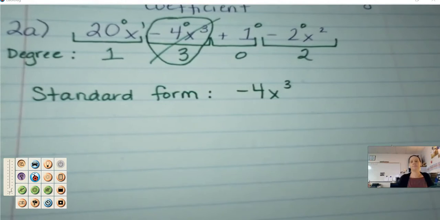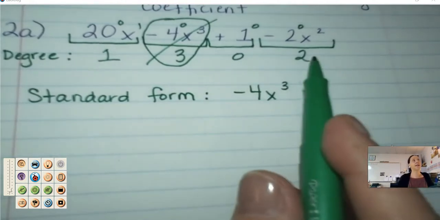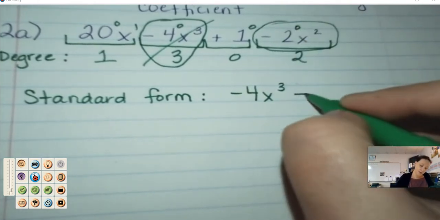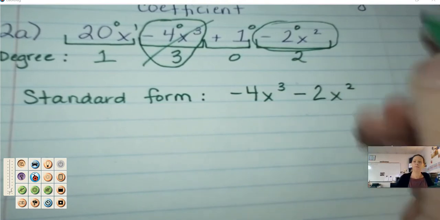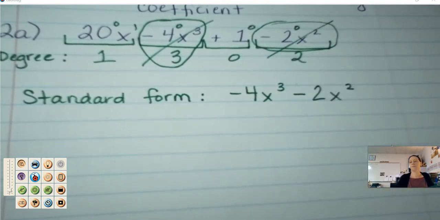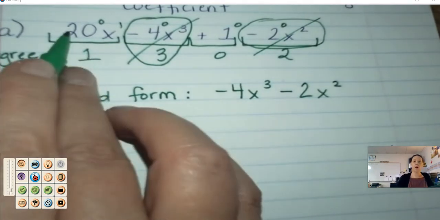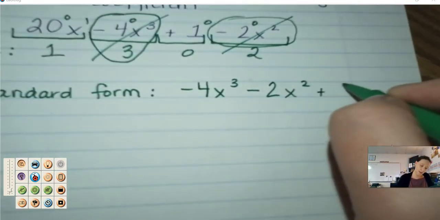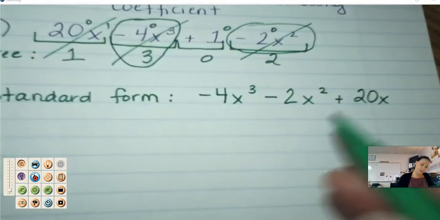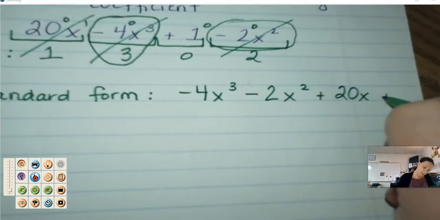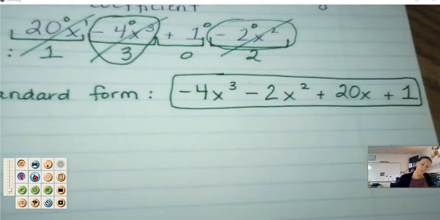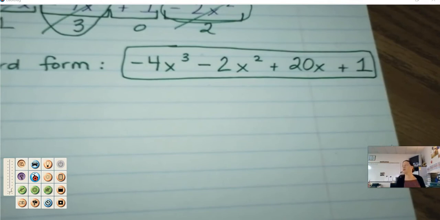So I used that. My next highest degree is the 2. So this term, minus 2x squared. Then the next one is the degree of 1. Since there's no symbol in front, there's really a plus sign, right? So put a plus 20x, and then the last degree is the 0, that's the plus 1. So here's our standard form. Negative 4x cubed minus 2x squared plus 20x plus 1.